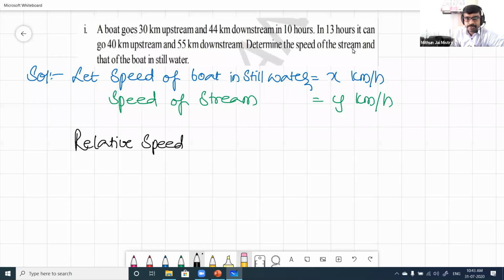Relative speed upstream. If the boat is traveling in the opposite direction to the water flow, their speeds will be subtracted, right? So it will be x minus y kilometer per hour.